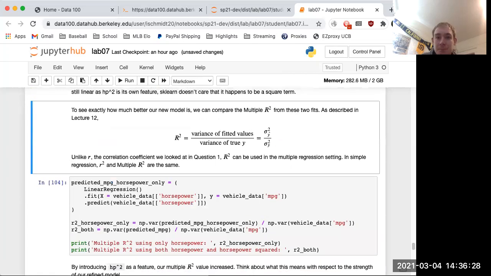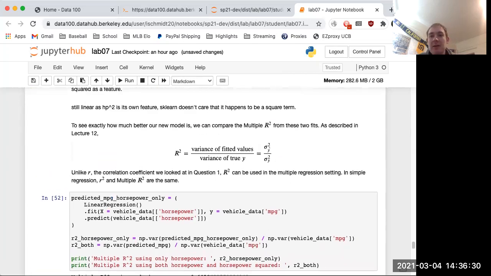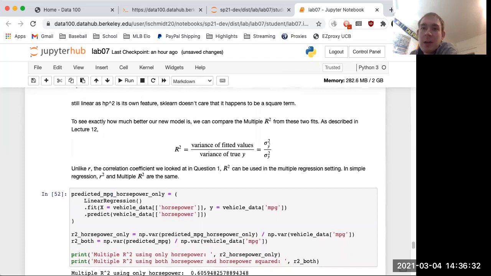Okay. So now what we can do is look at this capital R squared. So remember, capital R squared equals the variance of the fitted values compared to the variance of our actual y values. Now, what does it mean?